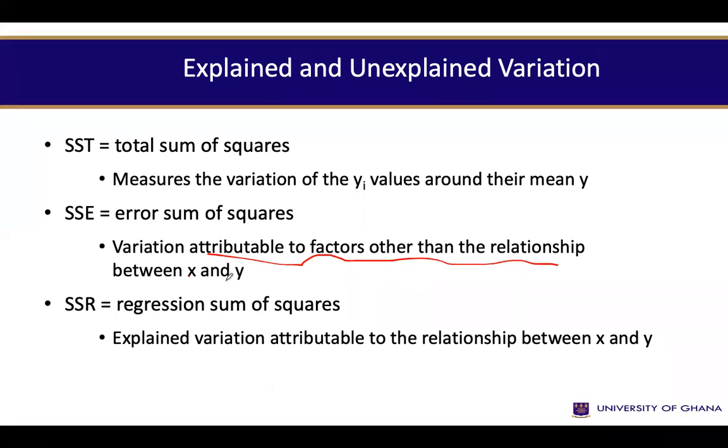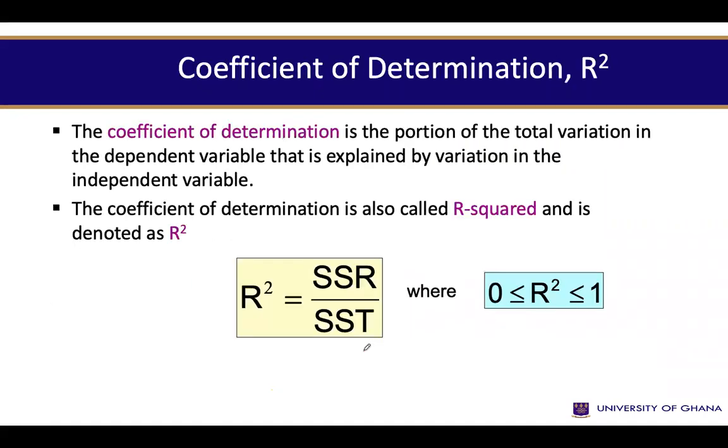And then we have the SSR, which is the explained variation, the variations that are attributable to the relationship between X and Y. That is, that are attributable to the size. Okay, very, very important. All right.